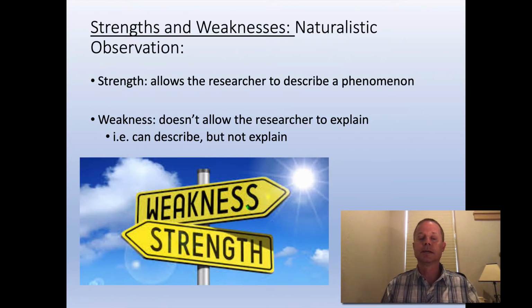Strengths and weaknesses. Strength, naturalistic observation allows the researcher to describe a phenomenon. You could go to the lunchroom, you could see, hey, Native Americans sit here, here, and here. White people sit here, here, and here. Weakness, it doesn't allow you to explain what is going on. So you wouldn't know why Native Americans are sitting where they are, Asian kids, black kids, Latinos. You would just know where they're sitting. You could describe it, but you could not explain why.